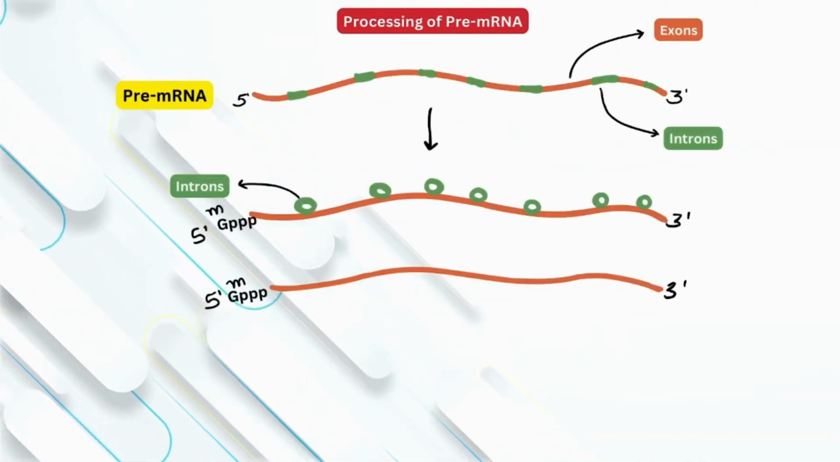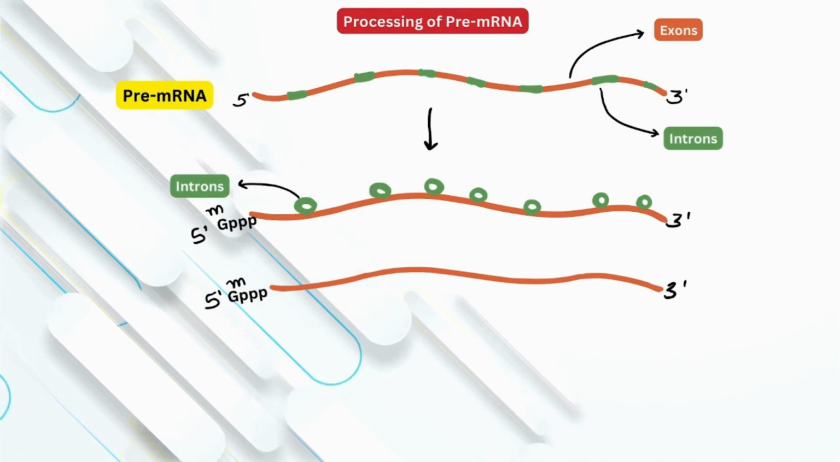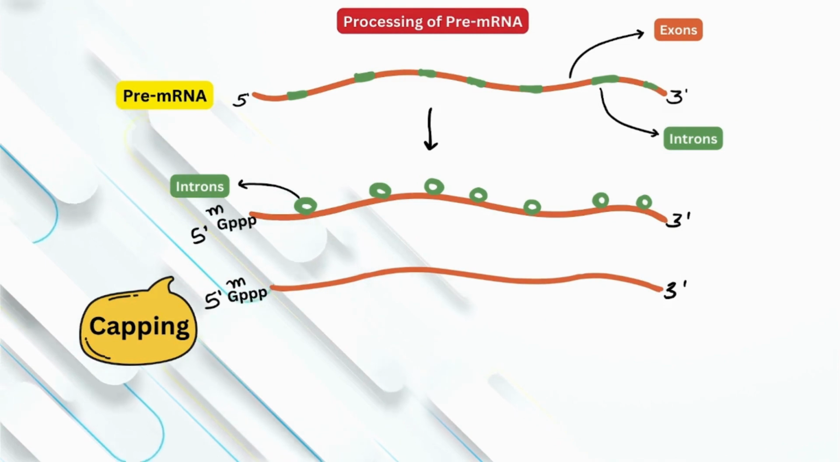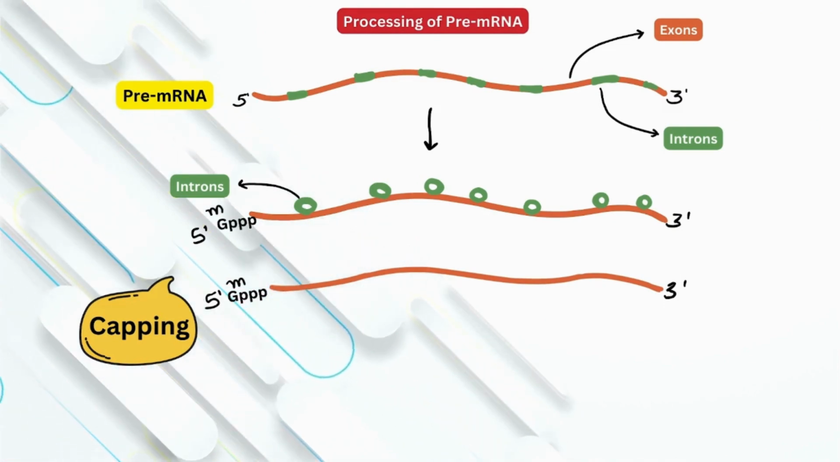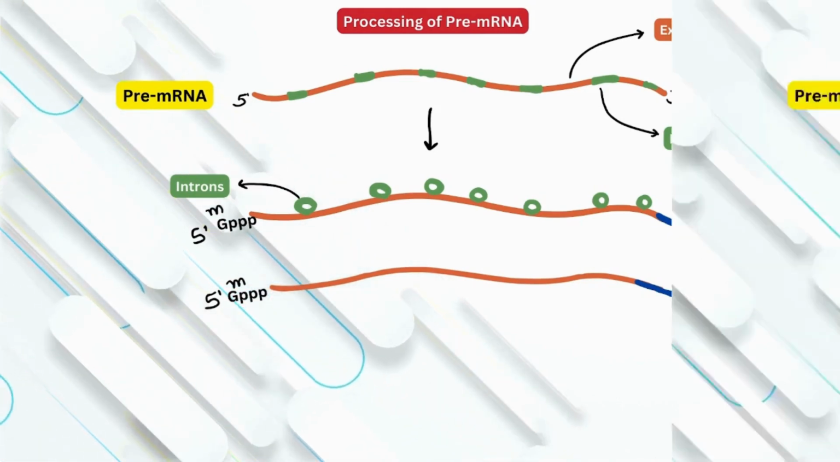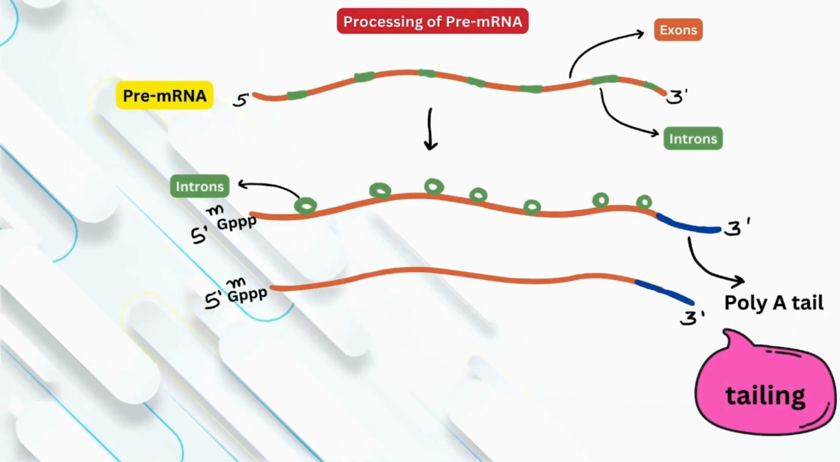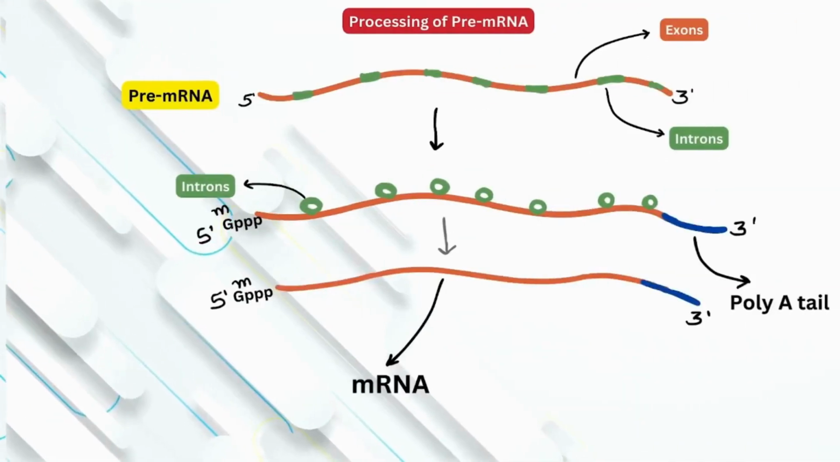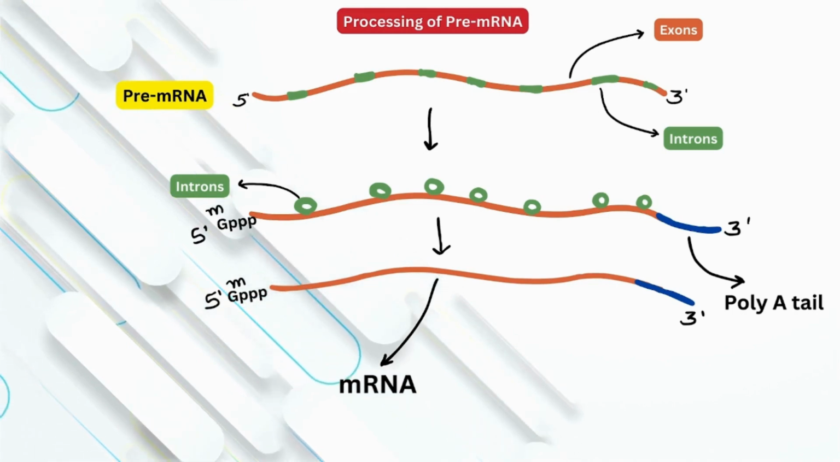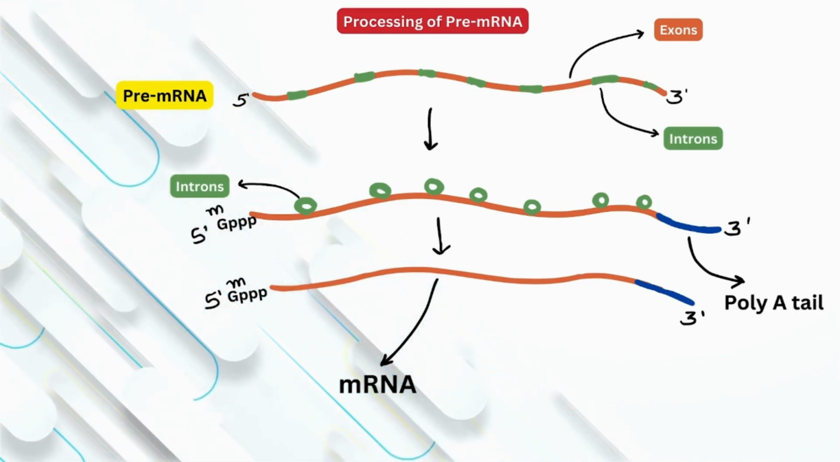Once splicing is done, at the 5' end of the pre-mRNA the 7-methylguanosine triphosphate cap is added, and this process is known as capping. Another modification occurs at the 3' end where adenylate residues are added, or the poly-A tail is added, and this process is known as tailing. So, the post-transcriptional modification includes splicing, capping and tailing in the case of eukaryotes, because of which the pre-mRNA is now converted to the mRNA or the mature messenger mRNA.